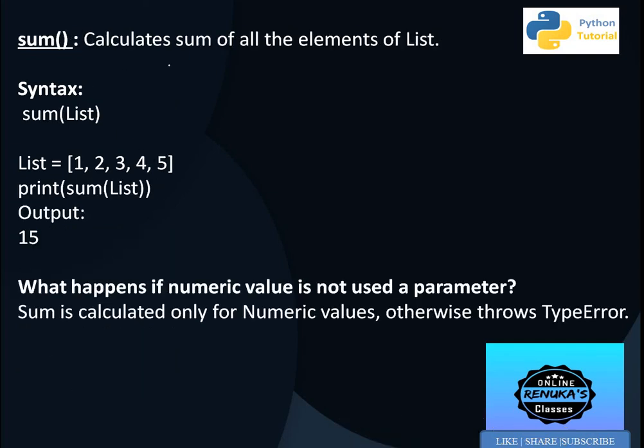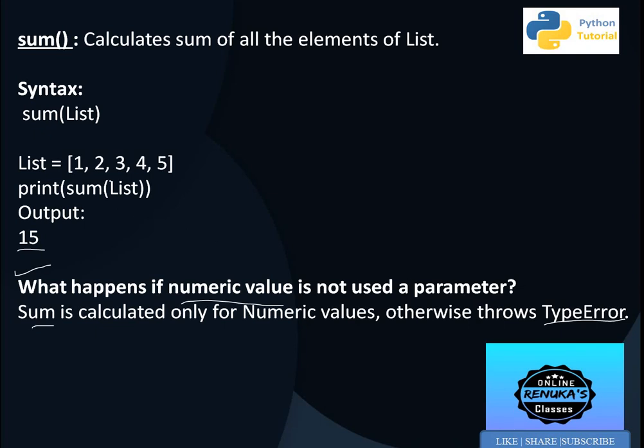Then sum calculates the sum of all elements of the list. Whatever elements are present, like 1 plus 2 plus 3 plus 4 plus 5, that is 15. That is how the elements will be added. But in a special case, if the elements in the list are not numeric values, sum will generate a type error, because strings cannot be added like integers.